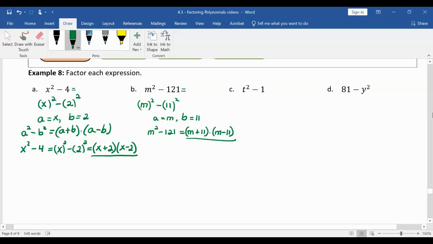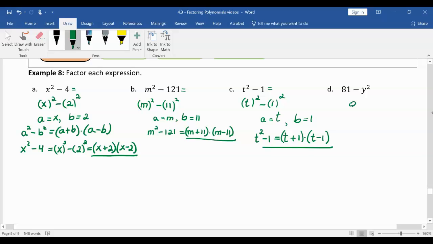Part C. Here, if we rewrite the expression, we're going to have t squared minus, and instead of 1, I can write 1 squared. We notice a equals t, b equals 1. So our factored form, t squared minus 1 equals, according to the formula, a plus b. So in our case, t plus 1 times a minus b. So t minus 1.